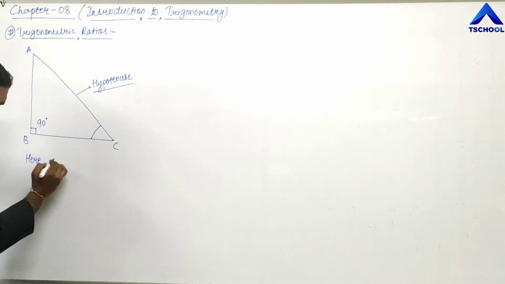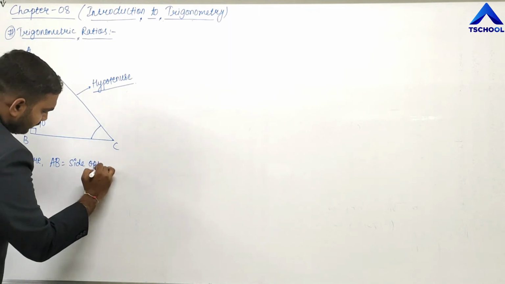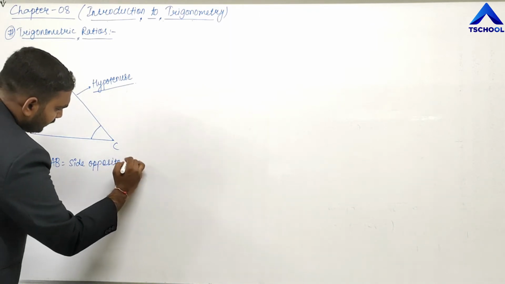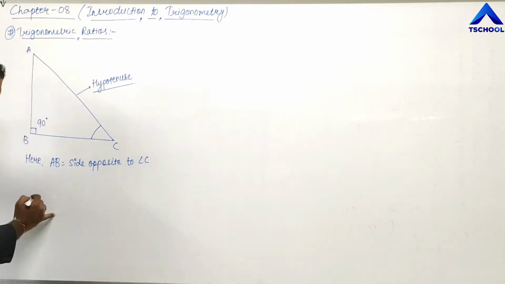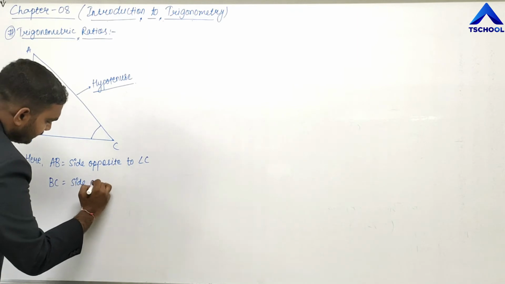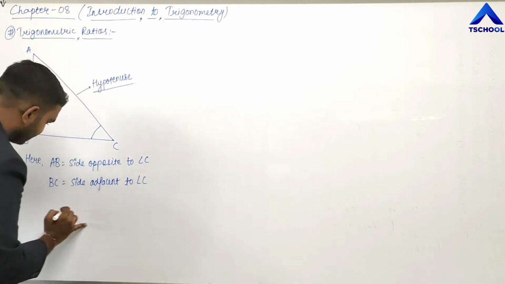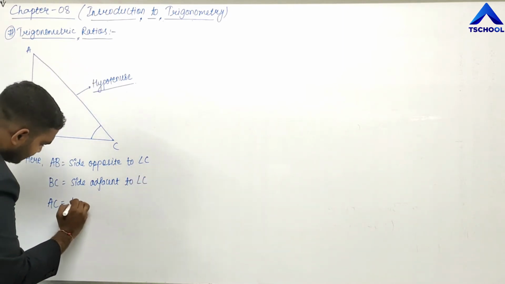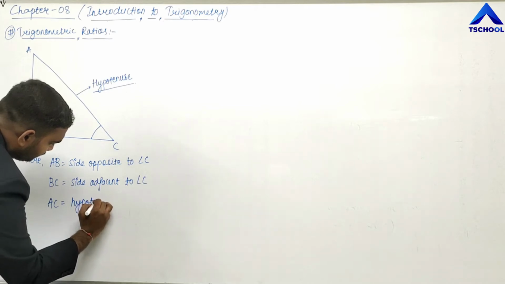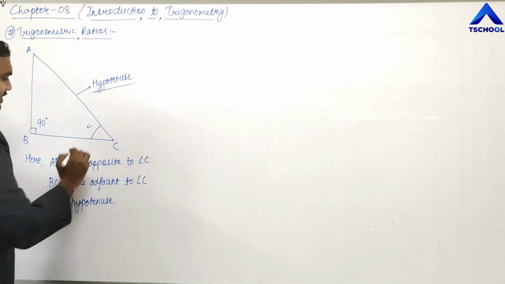Here, AB is the side opposite to angle C. BC is the side adjacent to angle C, and AC is the hypotenuse, right? So these are the three terminologies that come from this triangle if we have taken C as our ideal angle.